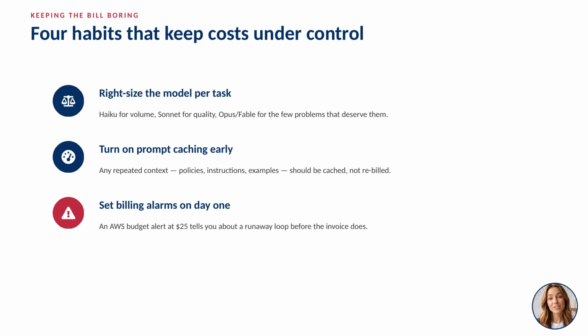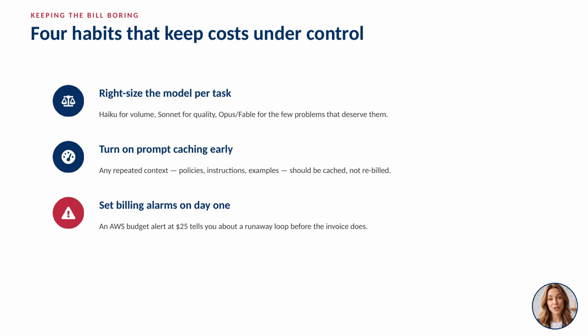Before the final checklist, 4 habits that keep the bill boring. 1. Right-size the model per task. We've covered this, and it's worth repeating because it's the single biggest lever. 2. Turn on prompt caching early. Any context you send repeatedly should be cached, not rebuilt at full price. 3. And this is the one beginners skip.